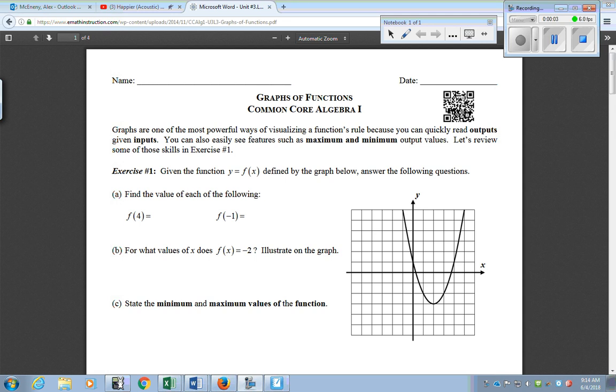Hey guys, we're going to look at how to do graphs of functions and use the graphing calculator features. So for exercise 1, you'll kind of remember this from the last assignment. Find the value of each.